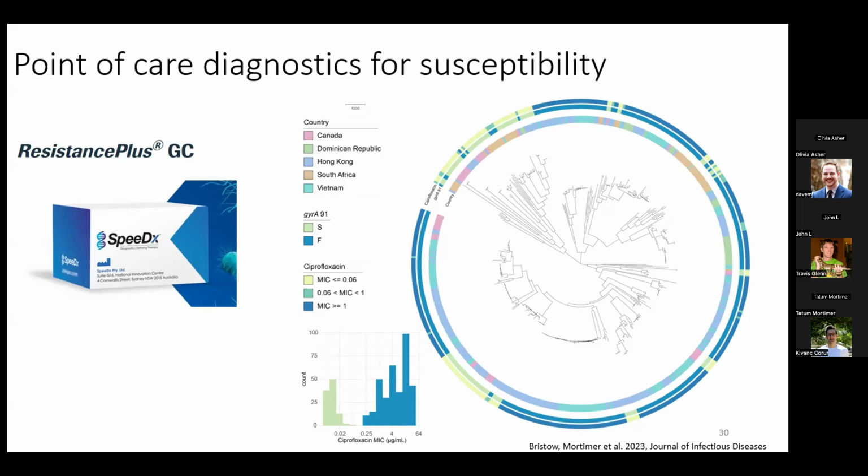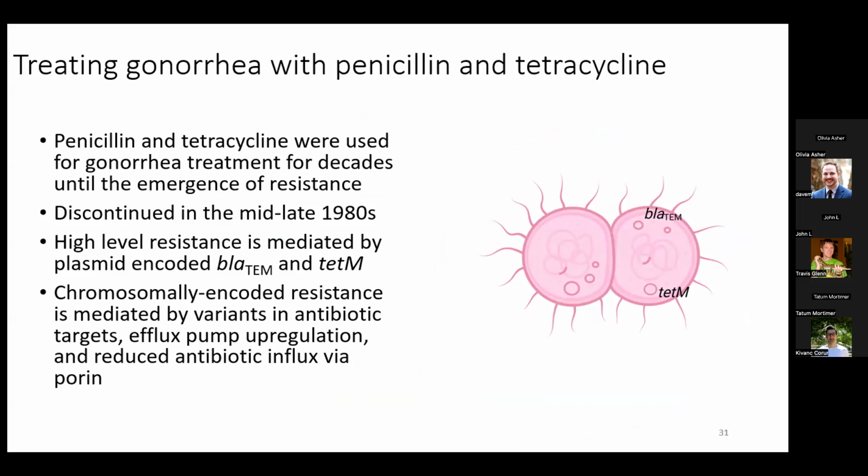So we focused on penicillin and tetracycline, which were used for gonorrhea treatment for decades until around the 1980s. And like I just mentioned, there are multiple pathways to resistance. High-level resistance is mediated by these plasmid-encoded genes. One encodes beta-lactamase, which confers resistance to penicillin, and the other is TET-M, which confers resistance to tetracycline. And so we would certainly want to include those genes in our potential diagnostic.